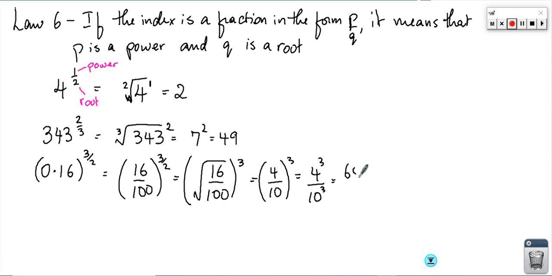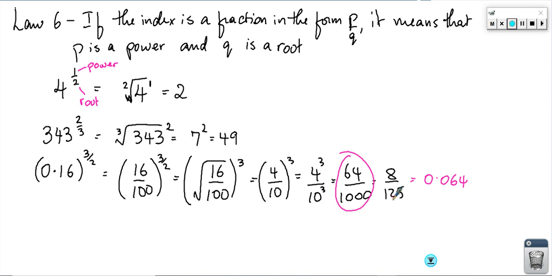or 64/1000, and that can be further simplified. Dividing by 8, I get 8/125, and that is the final result. If the answer needs to be in decimal form, use this. So the answer in that case would be 0.064. So if the answer is needed as a decimal, use this method. If the answer needs to be a fraction, use that method.